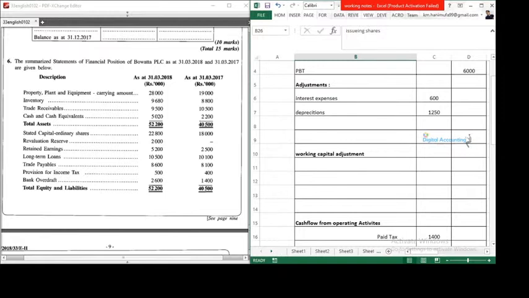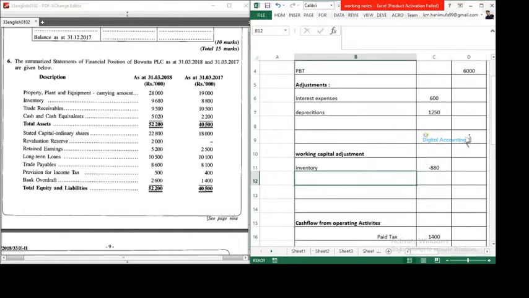So first, 8,800 rupees in 2017, but in 2018, 9,680. How much is the change in 2018? There's an increase in inventory, and that increase should be deducted in working capital. So inventory increase or decrease, right? There's a negative relationship. Therefore there's an increase of 880. If the asset is increased, it means you purchased inventory, so it's a cash outflow. Therefore you deduct that one, right?